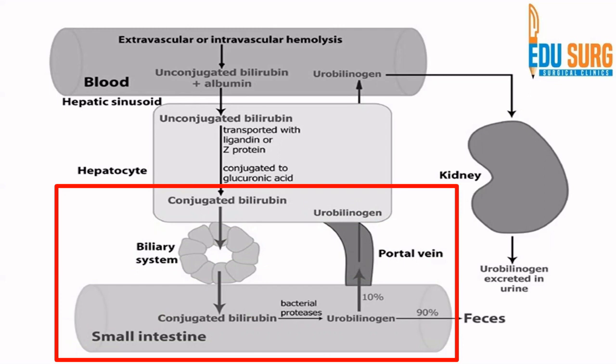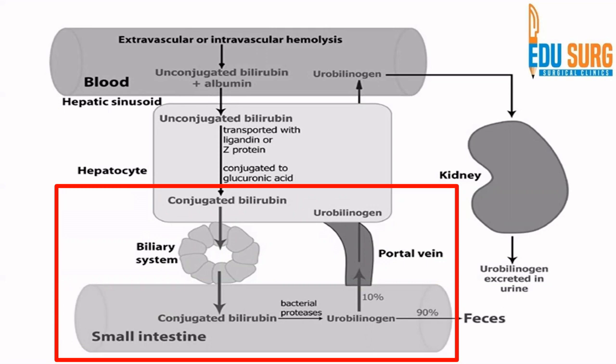Just in brief, extravascular or intravascular hemolysis leads to production of unconjugated bilirubin, which binds with albumin in the blood, then traverses through the hepatic sinusoids into hepatocytes. The unconjugated bilirubin then gets conjugated to glucuronic acid, so that forms the conjugated bilirubin.